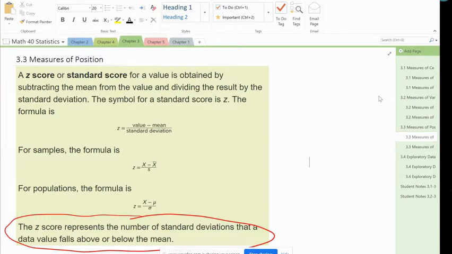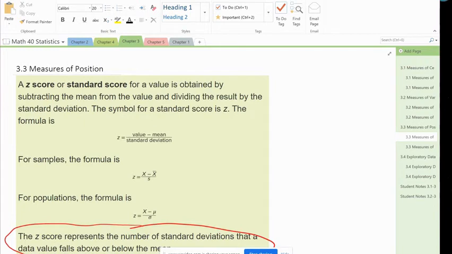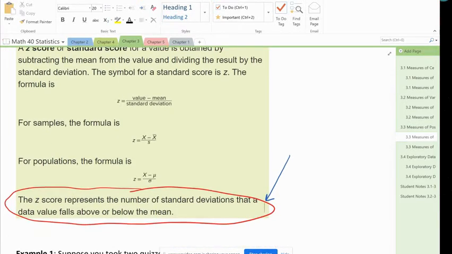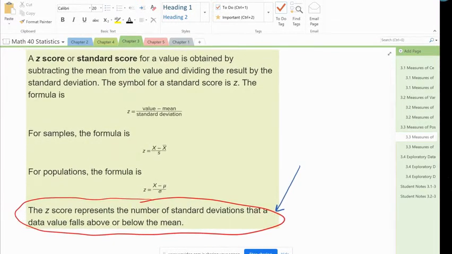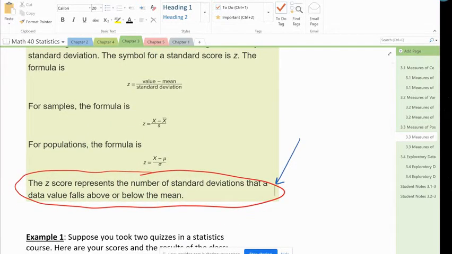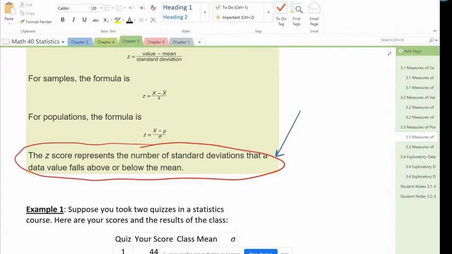And so the main measure that we use for position is called a z-score. And what the z-score tells you is circled right down here. A z-score tells you the number of standard deviations that a data value falls above or below the mean. So for example, you might have a data value that is 2.6 standard deviations above the mean, or 1.8 standard deviations below the mean. And so that's what the z-score represents. It represents a distance from the mean proportional to the standard deviations.